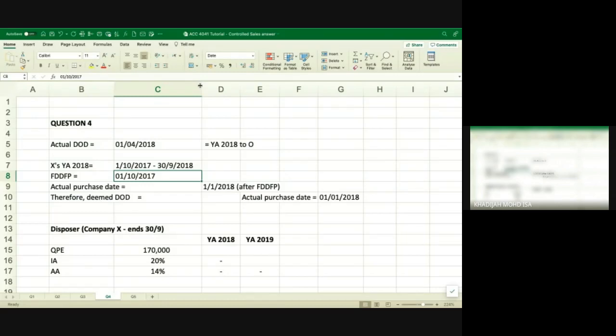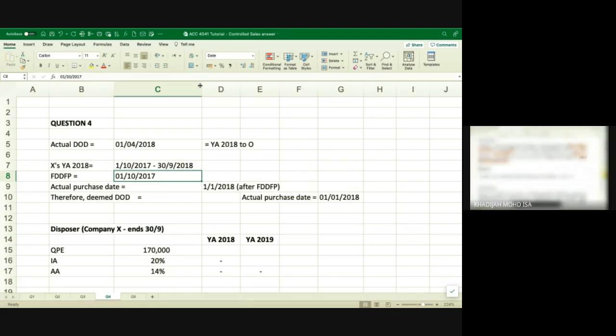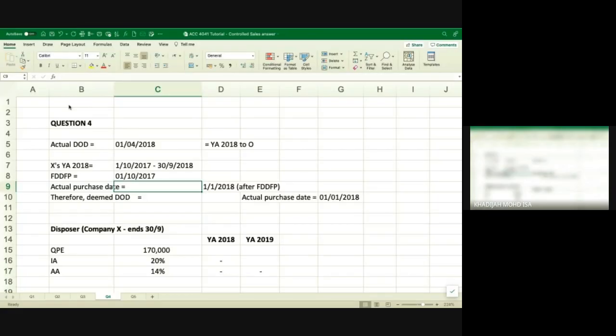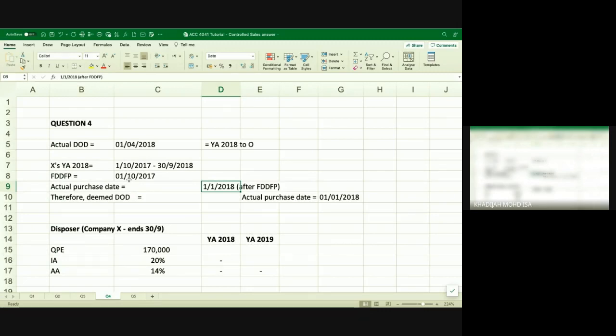All right. But it means that in this case, the disposer is supposed to claim from the date of acquisition until YA 2017, right? YA 2017. Because why? Because YA 2018 is the year of disposal. But the actual date of purchase, you actually purchased the asset on 1st of January 2018, which is after your FDDFP, right?